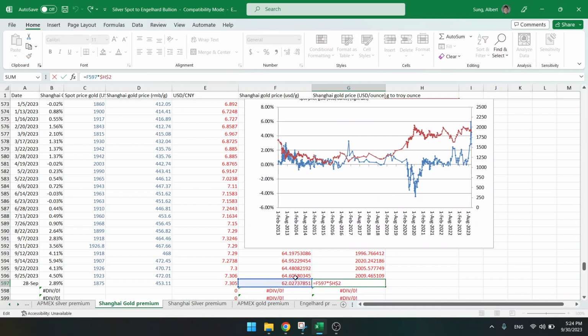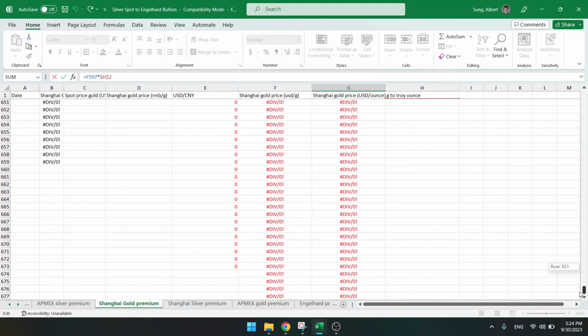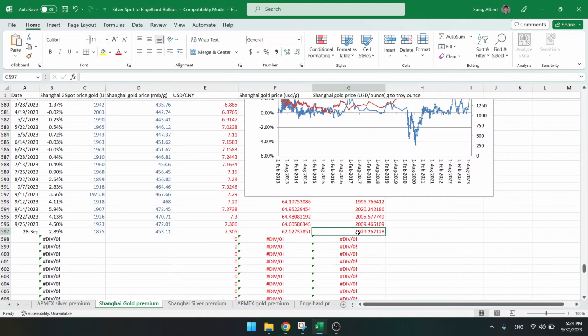So you take this number in grams and you multiply it by 31.1 to get it into ounces. So this is actually the price of gold in China, 1929 at that time, and that's a 3% premium to the gold price at that time, internationally, 1875. So that's how you calculate this premium. So now you can do it yourself, and you don't need to look at Bloomberg terminals anymore.